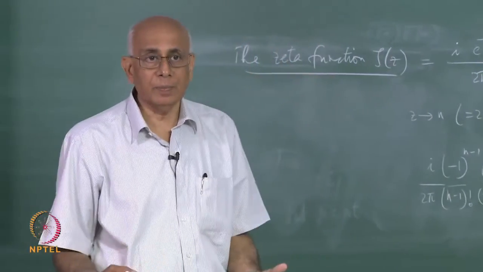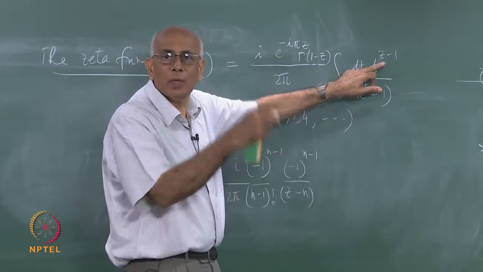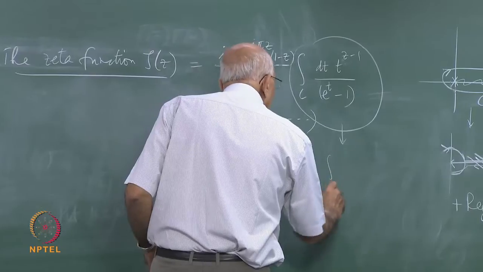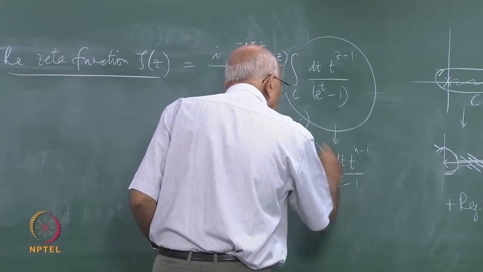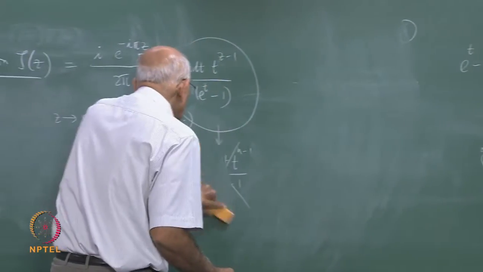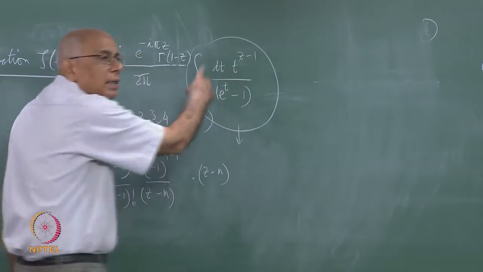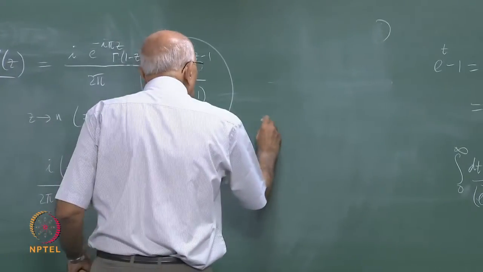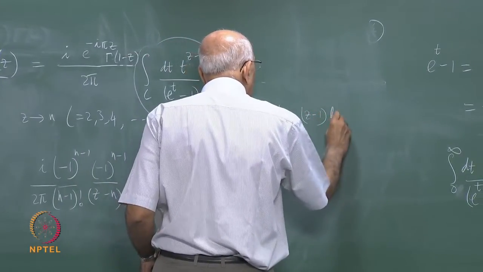So I have to go to the next term, and the next term is going to be proportional to z minus n, because that is what this whole integral is going to be. So I am expanding this integral as integral c dt t to the power n minus 1 over e to the t minus 1, and that I argued was 0, plus the next term. So the next term was z minus n times whatever is the derivative of this function. And what is the derivative going to be? Well, let us write t to the power z minus 1 as e to the power z minus 1 log t.